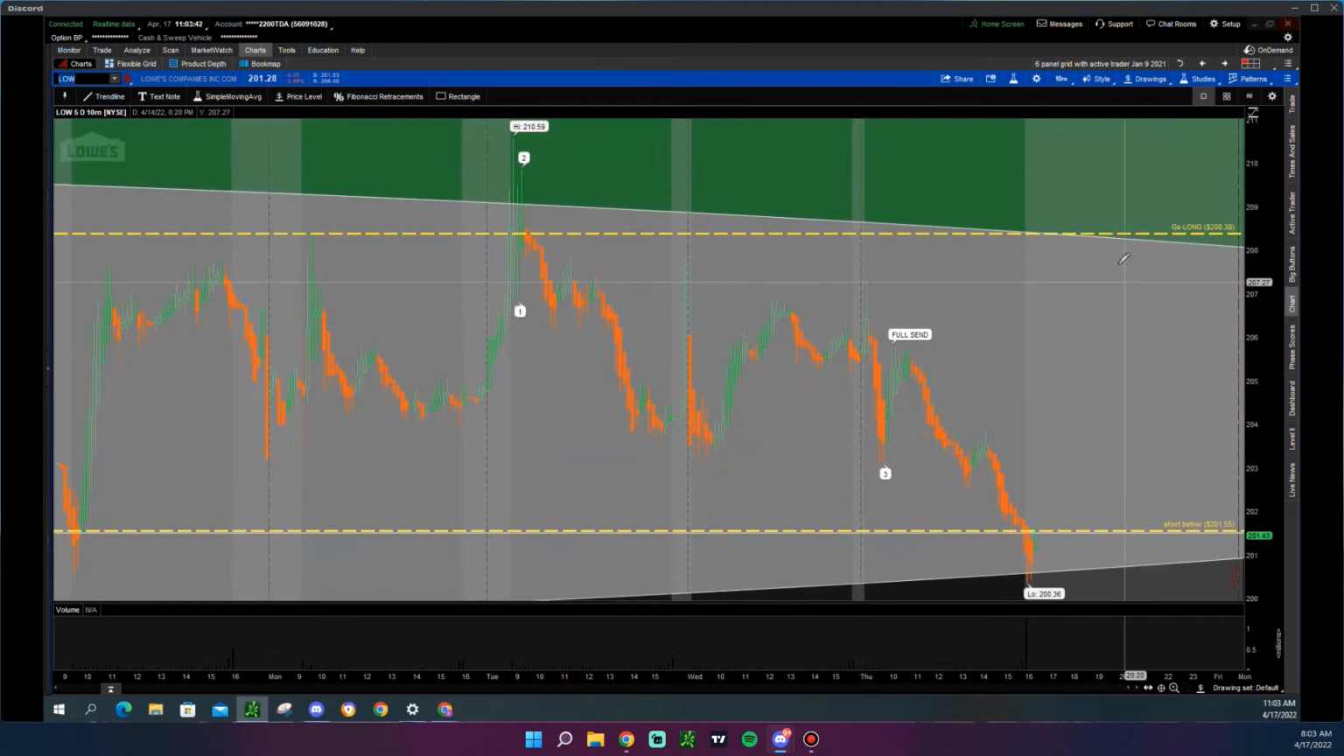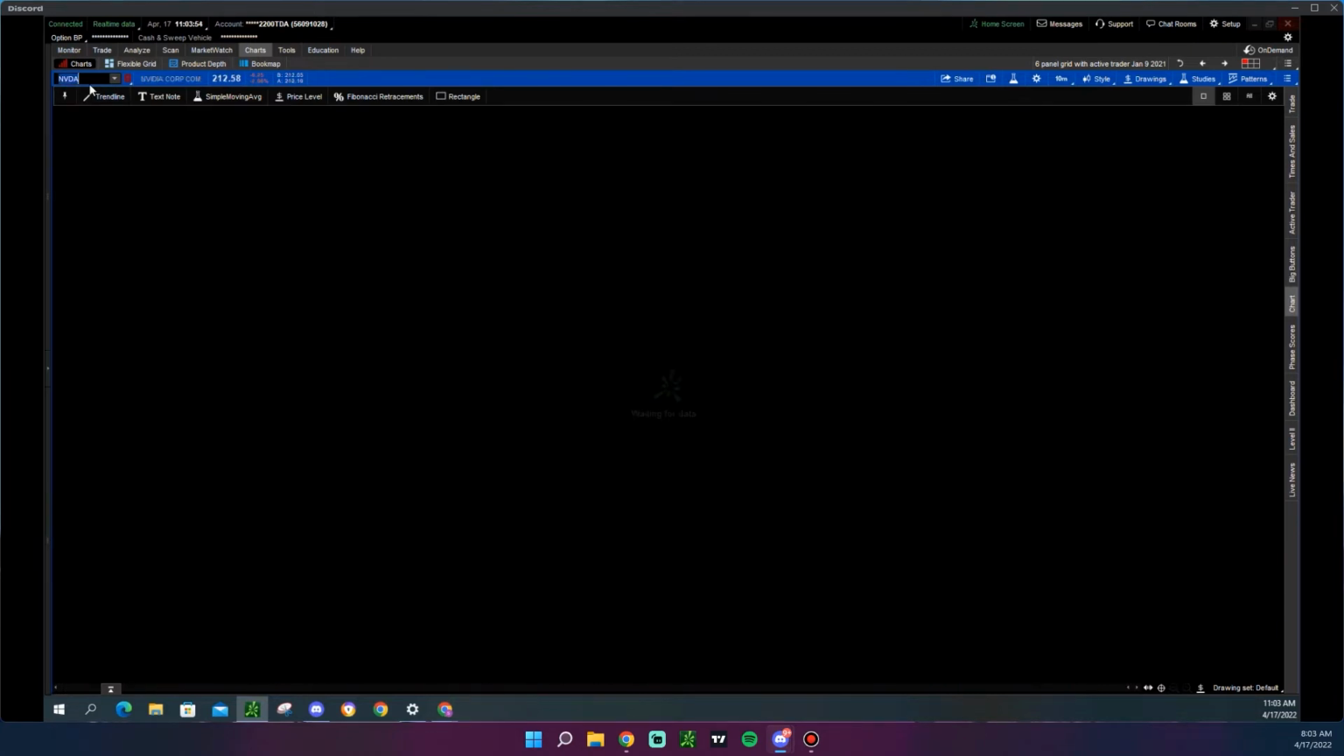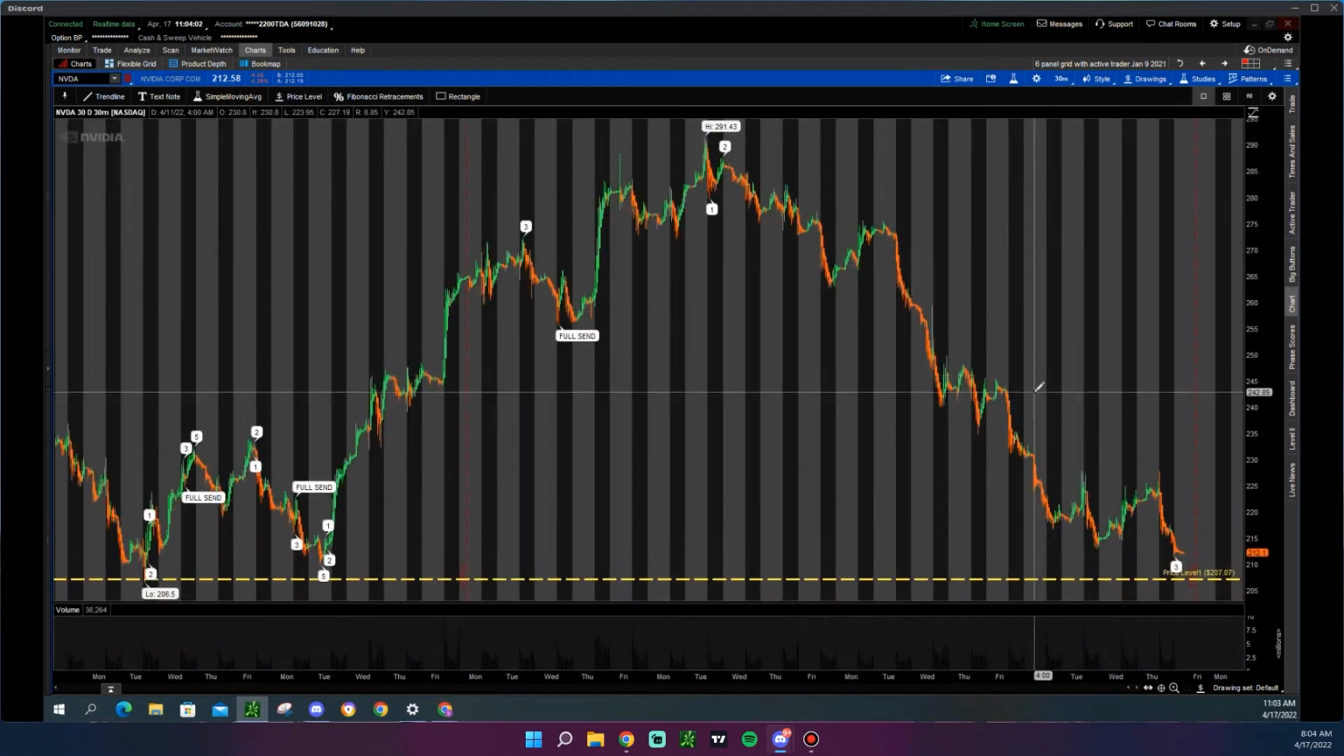Yeah. A question on the full send. So in the example you showed there, it came back and bounced off the full send. Is the full send blown away once it fails, or does it become like a point of contention? It becomes a point of contention.